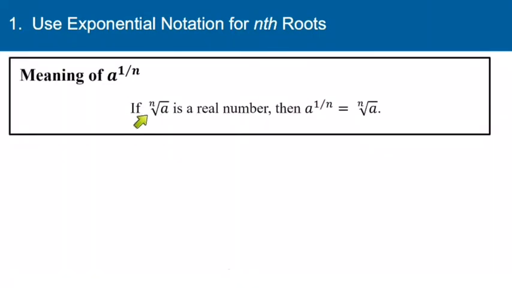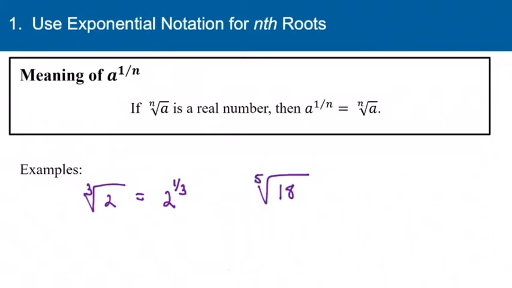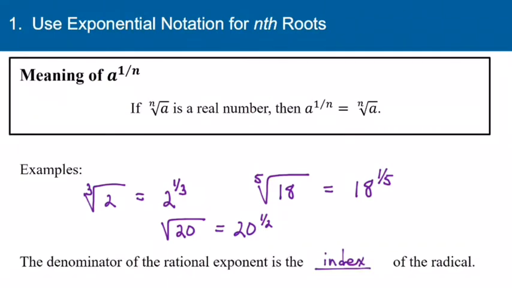So here is a definition for us. If the nth root of a is a real number, then a to the 1 over n power means the same thing as the nth root of a. For example, the third root of 2 is the same as 2 to the 1/3 power. The fifth root of 18 is the same thing as 18 to the 1/5 power. And the square root of 20 is the same thing as 20 to the 1/2 power, because even though we don't have an index here, we know that this is the square root, and therefore the denominator on our exponent is going to be 2. So the bottom line is the denominator of the rational exponent is the same as the index of the radical.